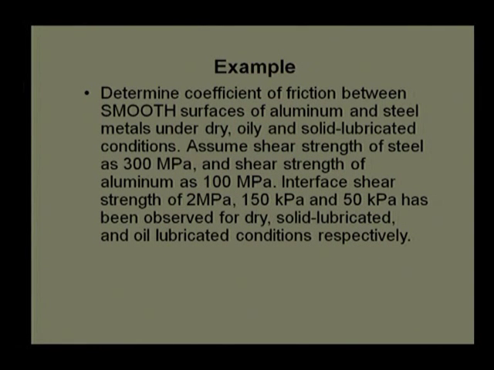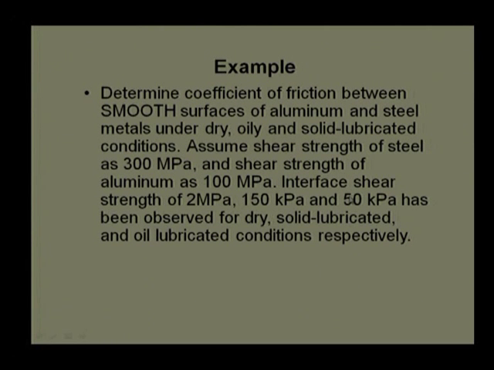To start with that, we will take one example related to our previous lectures. The example, as shown in the slide, is to determine the coefficient of friction between two smooth surfaces. When we use the word smooth surface, it means surface roughness is negligible, or in other words, the coefficient of friction due to ploughing effect will be negligible. We can neglect that and consider only the coefficient of friction due to adhesion or junction growth.